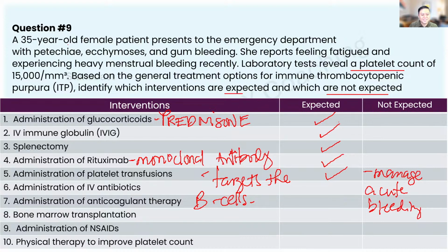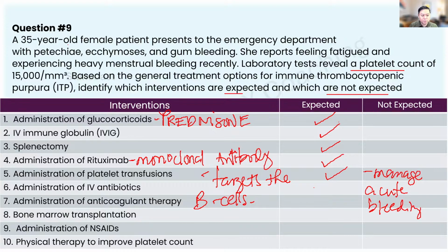Is that part of the treatment for the ITP? Did we mention the antibiotic treatment? Yes. Okay. If there is an infection going on caused by the what? H. pylori, then we are going to administer the IV antibiotics.